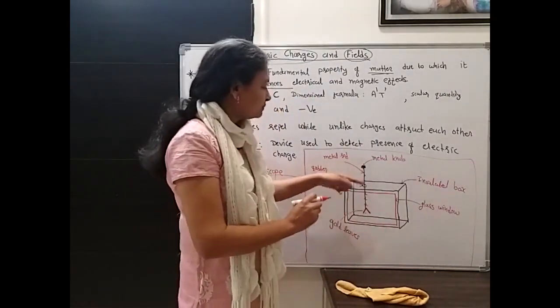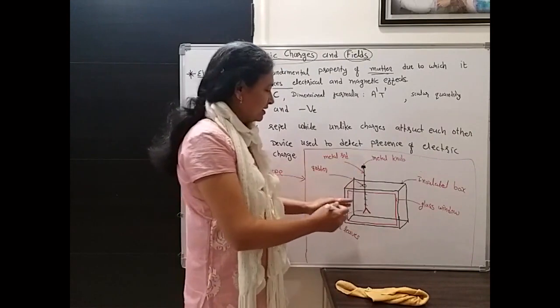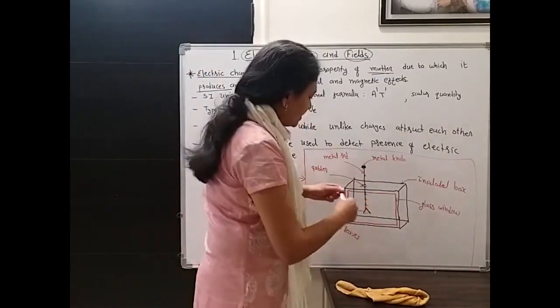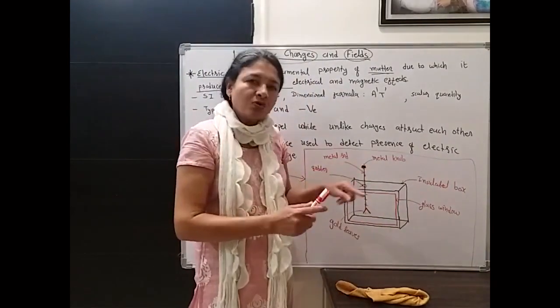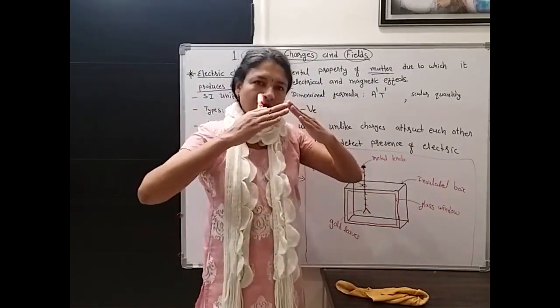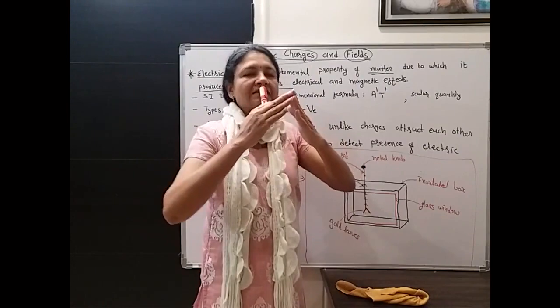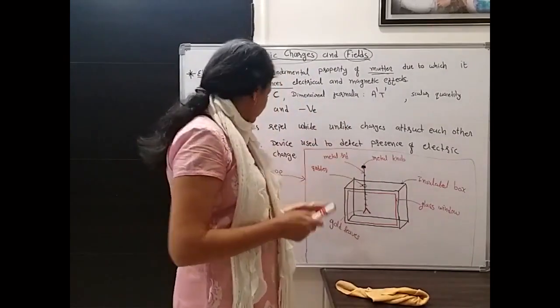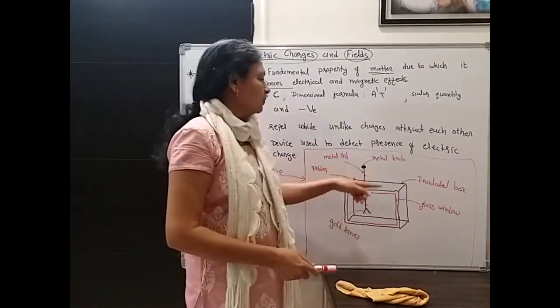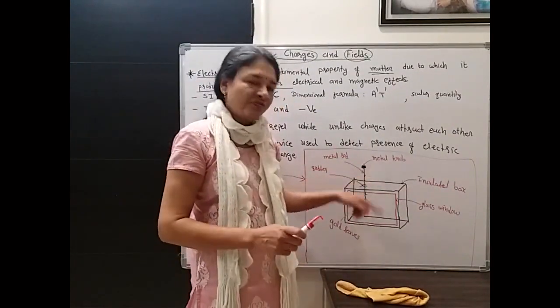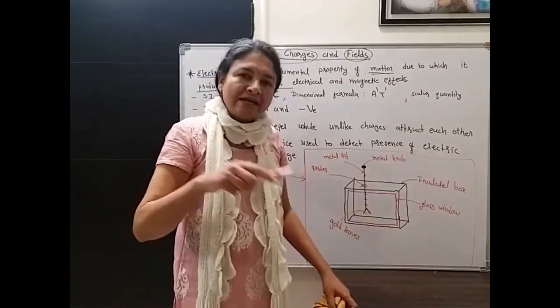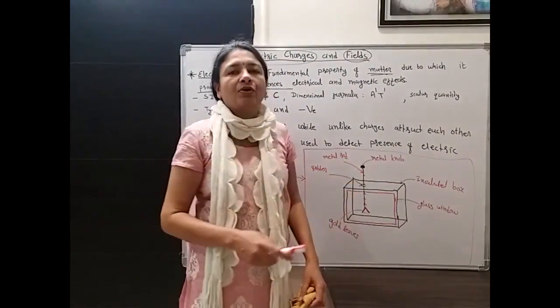The amount of charge the body has will be detected using the separation. If the body has more charge, the separation will be more, and if the body has less charge, the separation will be less. In this way, this electroscope can detect the presence of charge, as well as give us an idea regarding the amount of charge.